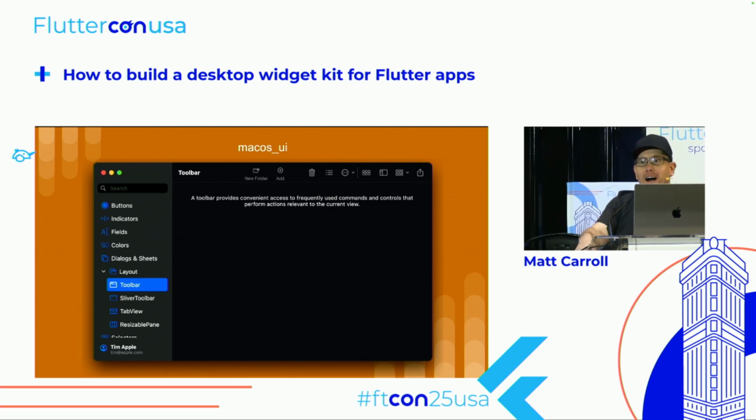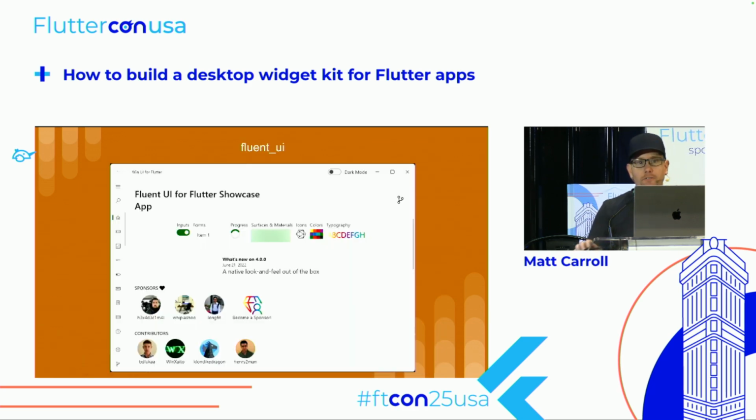macOS UI is a package that Ruben created with contributions from others, which recreates essentially the Mac OS look and feel. This is kind of like what Cupertino would be if it was targeting the desktop. We have something similar for Windows, which is Fluent UI. You get a Windows native-ish, platform-ish look and feel.